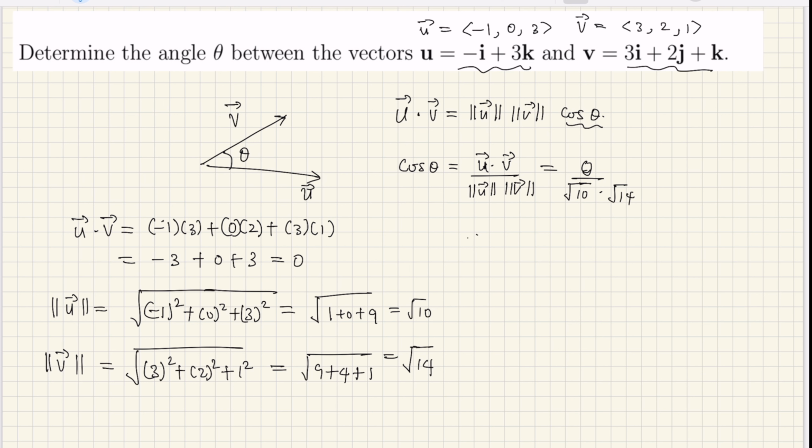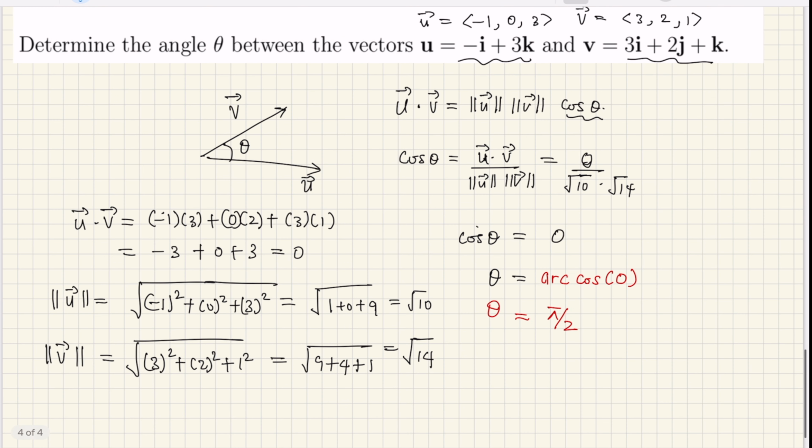And then I have cosine of theta equal to 0, because 0 divided by any constant aside from 0 is 0. So fortunately I have this to be 0, meaning that my theta should be arc cos of 0. And what is the arc cosine of 0? The arc cosine of 0 is pi over 2. So we have the angle between them to be pi over 2.